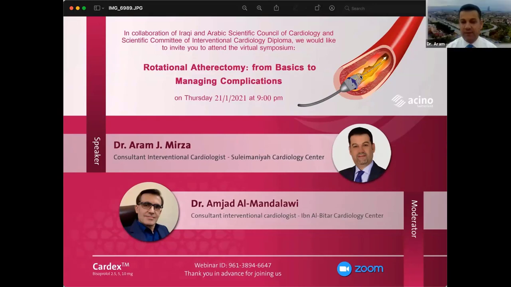Yes, definitely. The burr 1.25 and 1.5 can go easily through the 6 French guide catheter. But if you plan to use 1.75, it's better to go from femoral with a 7 French guide catheter. But the vast majority of the cases can be done with 1.25 or 1.5. So you can say that 90% of cases of rotational atherectomy can be done through the radial artery, through the 6 French sheath and the 6 French guide catheter. Yes, it can be. Thank you.